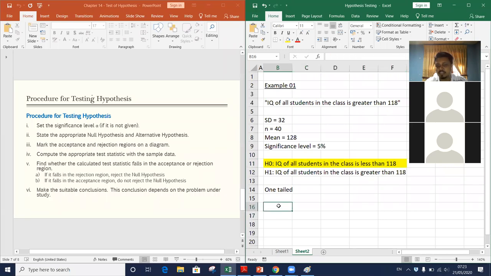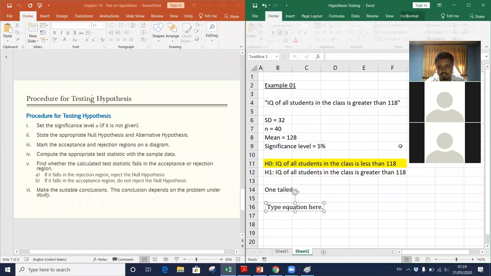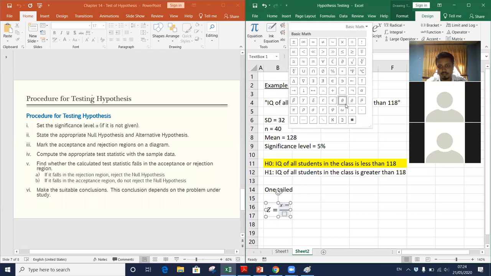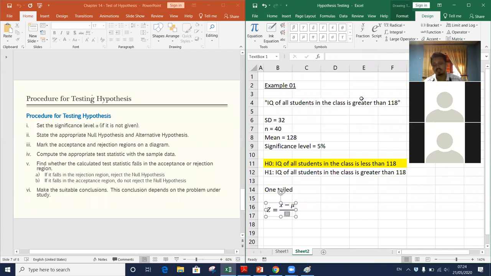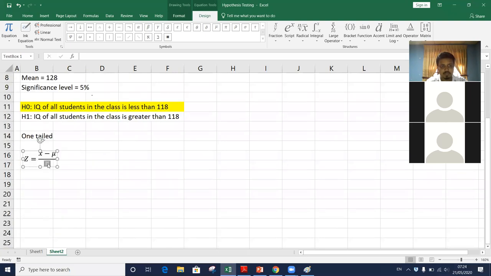It means we need to calculate the what? Z value, right? That is what we need to find. We need to find the Z value. Can you remember the formula? X minus mu divided by what?